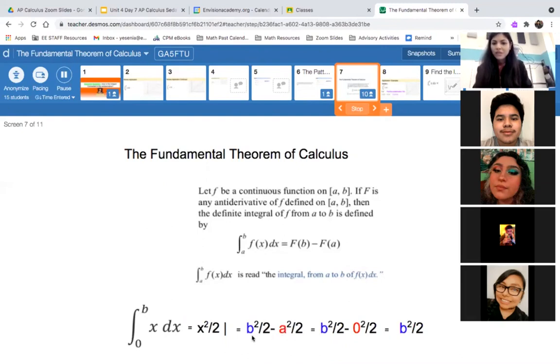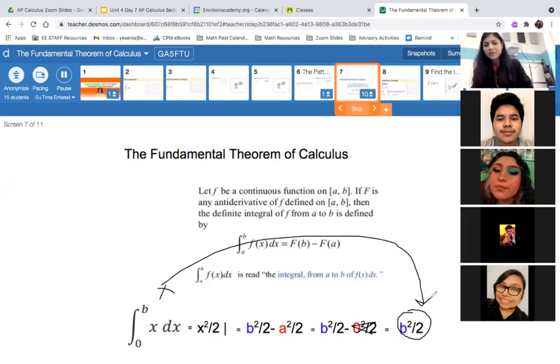But then what is a and what is b? That's when I go ahead and substitute what's known. In this case, my a was 0. There's your 0. The upper number, we're just going to call that b. Well, b squared divided by 2 minus 0 squared divided by 2, basically 0 divided by anything is going to go away. And you're just left with the fact that the integral of x is basically whatever the upper limit value is, b squared divided by 2.